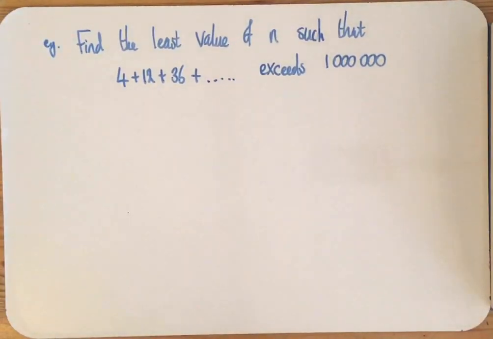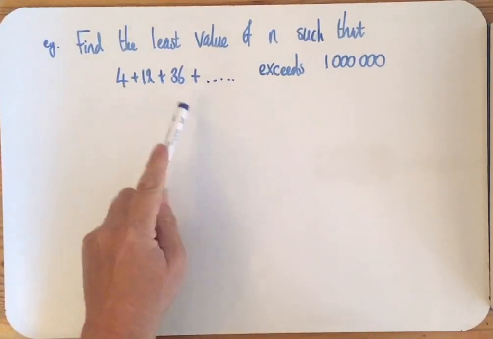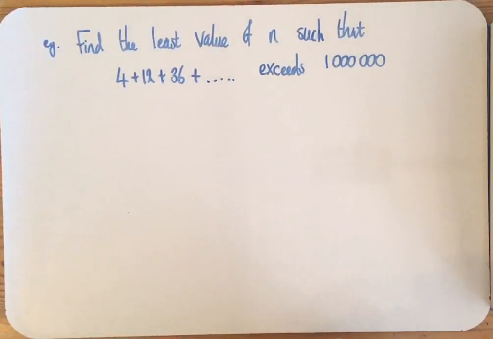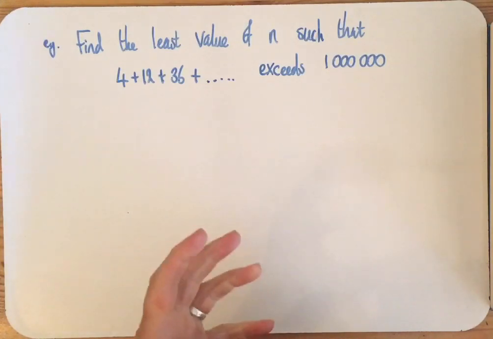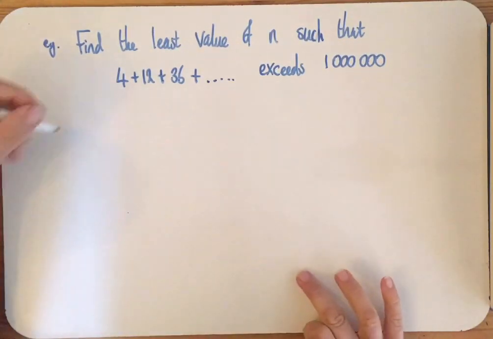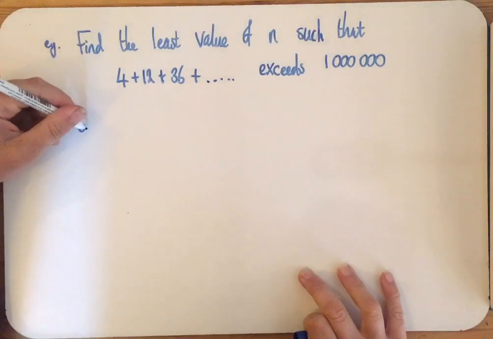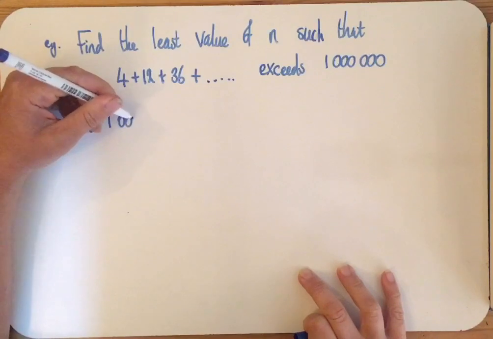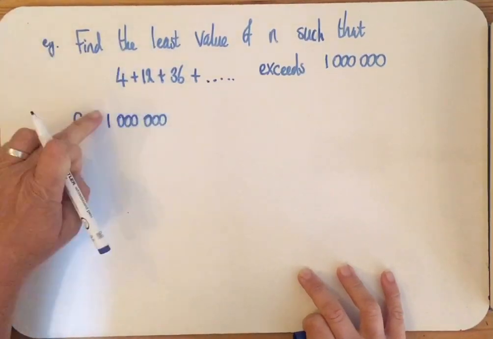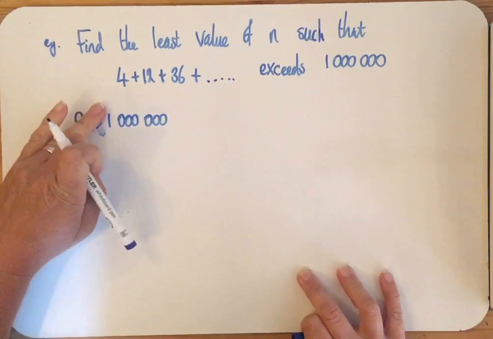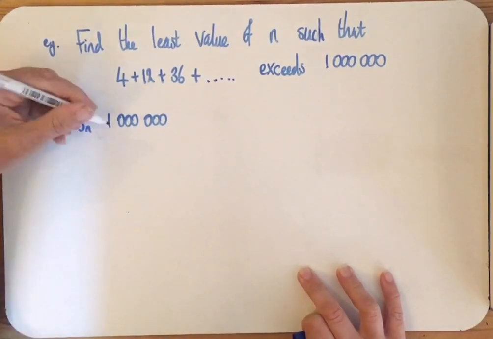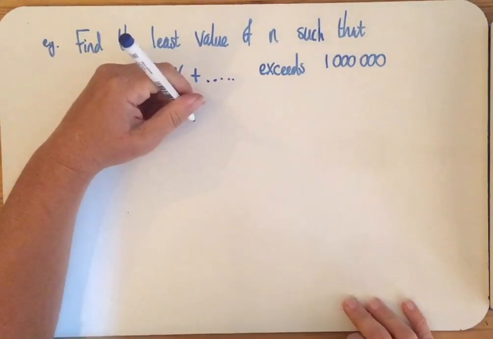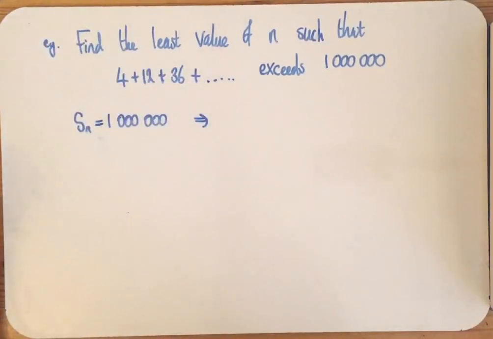So find the least value of n such that 4 plus 12 plus 36 plus and so on exceeds 1,000,000. So this is a bit like what we did for the terms, but using the sum formula instead. So we want the sum, and it's easiest actually to let the sum equal 1,000,000. You could use inequalities in here, so you could put an inequality in there and work with inequalities if you want to, which in some ways is a little bit more mathematical.